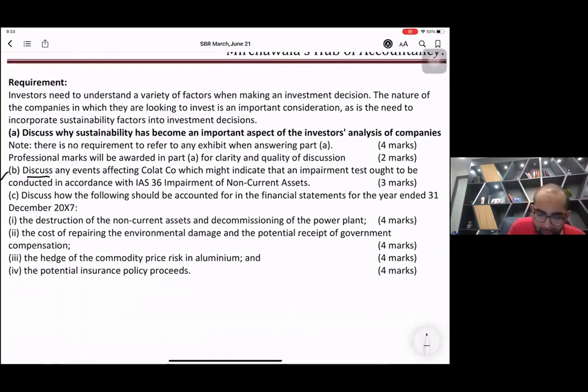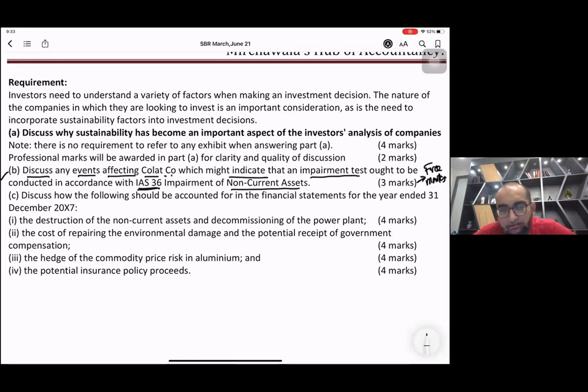Discuss B part only. Discuss any events affecting Collard company which might indicate that an impairment test ought to be conducted in accordance with IAS 36, impairment of non-current assets. 3 free marks. Do you understand this requirement or not?